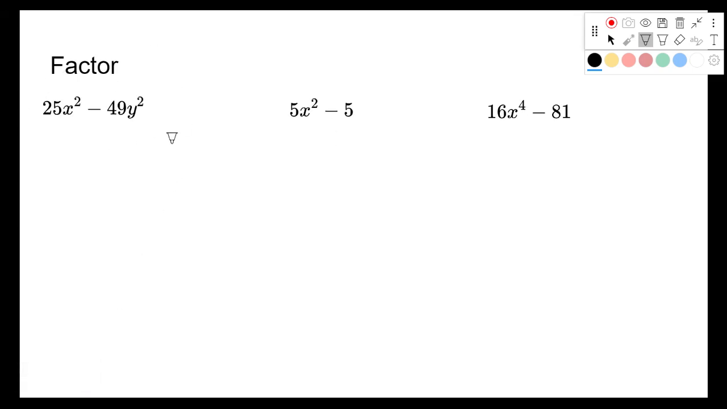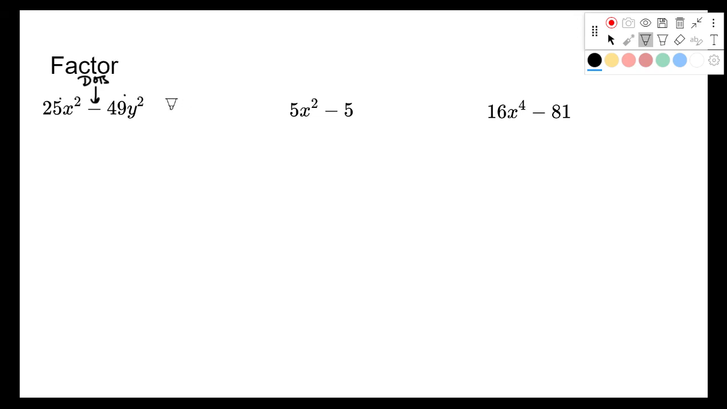All right, let's make it a little more interesting. 25x squared minus 49y squared. So now, if I look, I'm looking for a GCF between 25 and 49. But 1 is the only GCF between them. We have x squared there, 2 powers of x in that term, 2 powers of y in that term. I can't take any of them out because they don't match. There are two terms, 1, 2. They're subtracted in the middle, so I can try the difference of two squares.